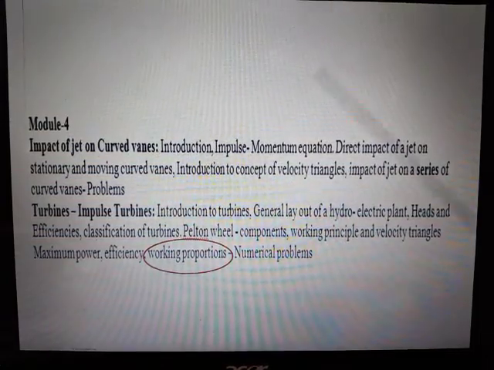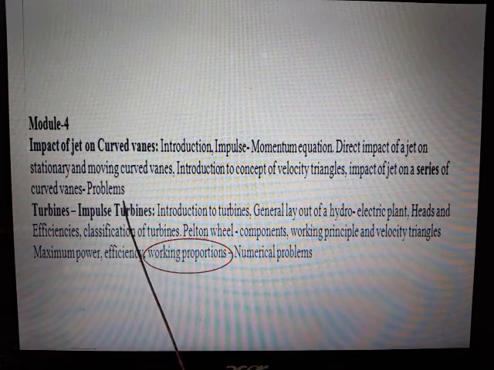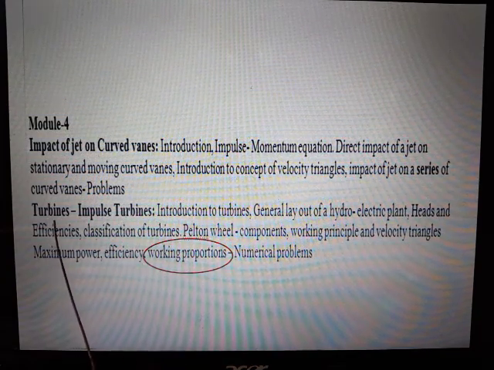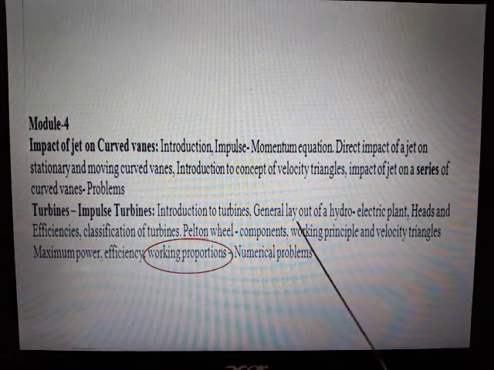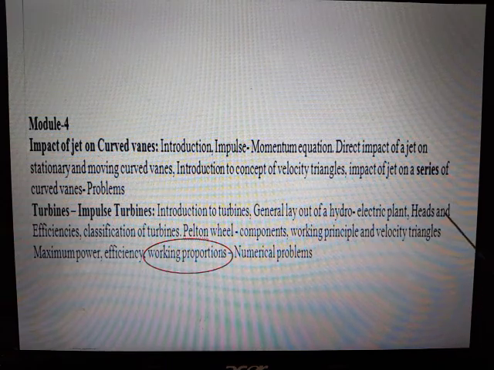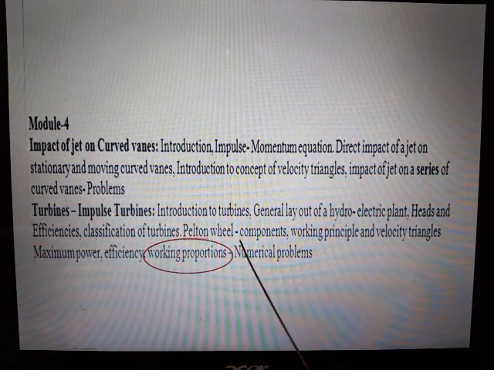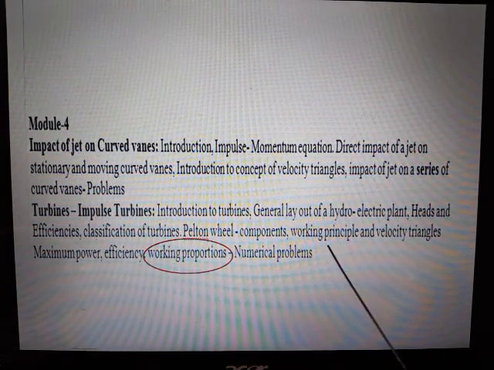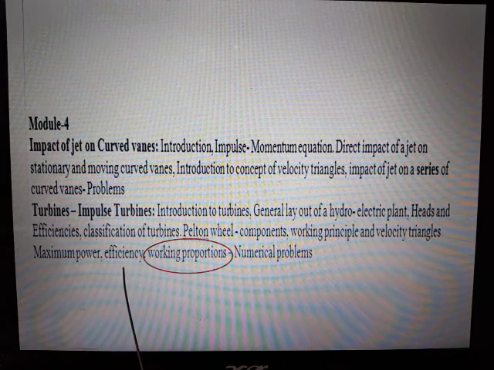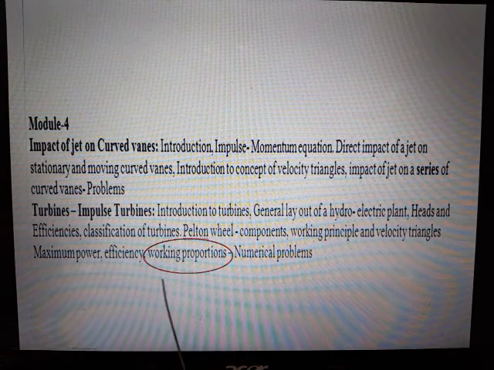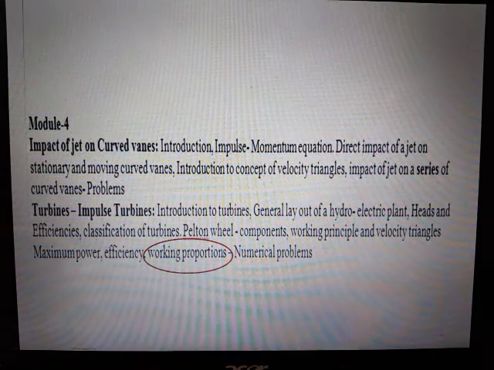So we are studying module number 4, impact of jet. We are studying turbines, impulse turbines especially. In that, introduction to turbines, general layout, heads and efficiencies, classification of the turbines, Pelton wheel, its component parts, working principle, velocity triangles, maximum power, efficiency, all this we have done. We are just left with working proportions. That is what we are going to do now.